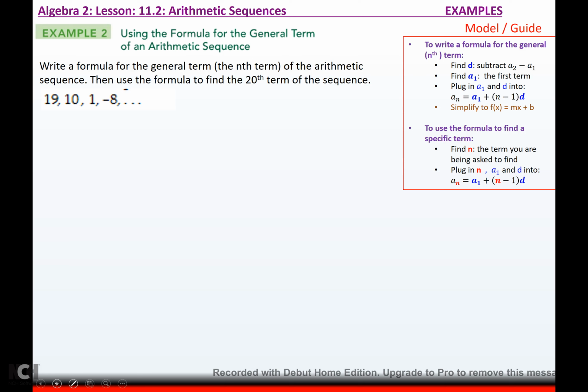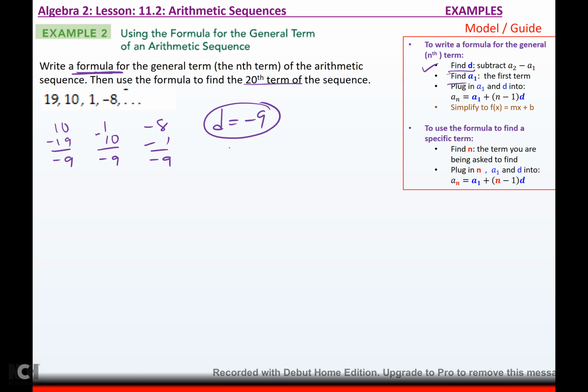Okay. And this one they want me to find a formula first and then use it to find the 20th term. Alright, to find a formula, we have to find the common difference. So 10 minus 19 would be negative 9. 1 minus 10 is negative 9. Negative 8 minus 1 is negative 9. So my common difference is negative 9. Then it says find a sub 1. Well, that's easy. It's the first number in the list. So a sub 1 is 19.